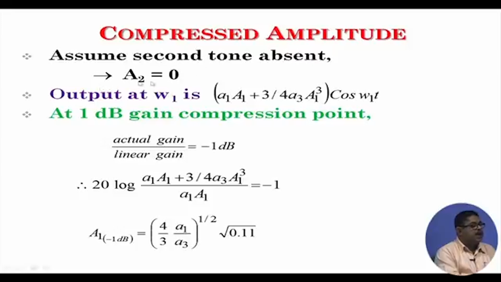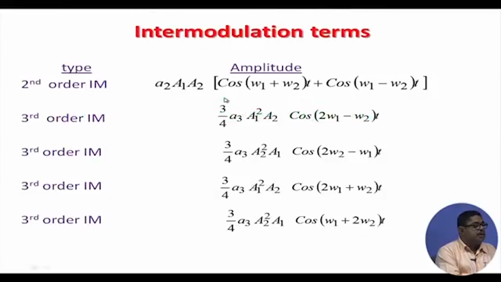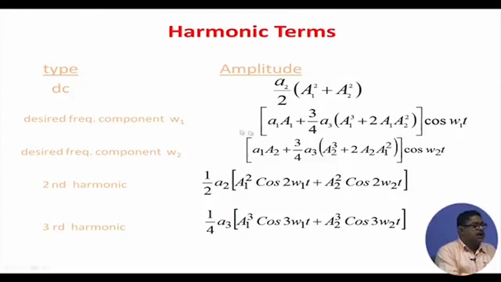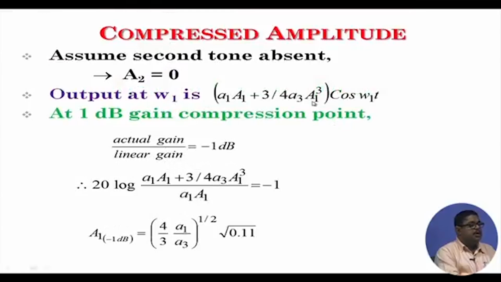Now, if we do that A 2 is equal to 0, then output at the desired frequency, I have now only one, by putting A 2 is equal to 0, what I made, that I have one frequency, that frequency is omega 1. So, output at omega 1, if you look what is the output at omega 1. You see the output at omega 1 will be this. You see this part is absent, but this is there. This is coming from that third order nonlinearity. So, what will be the output of this? A 1 capital A 1 plus 3/4 small a 3 capital A 1 cube. So, output at omega 1 is this.